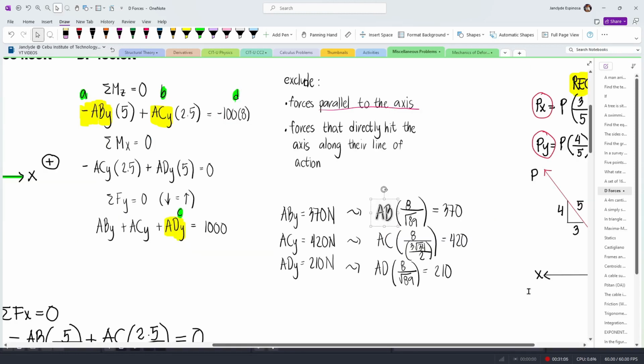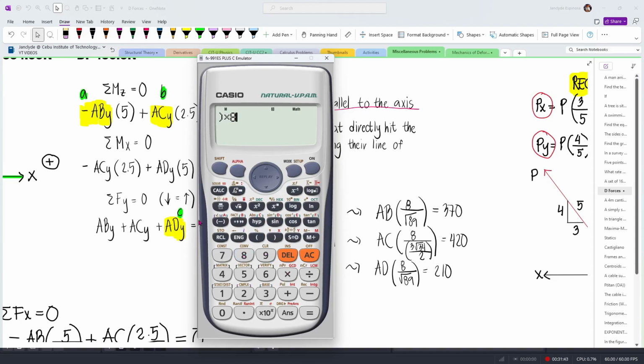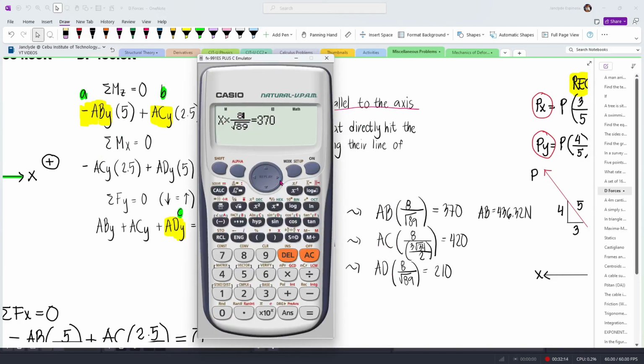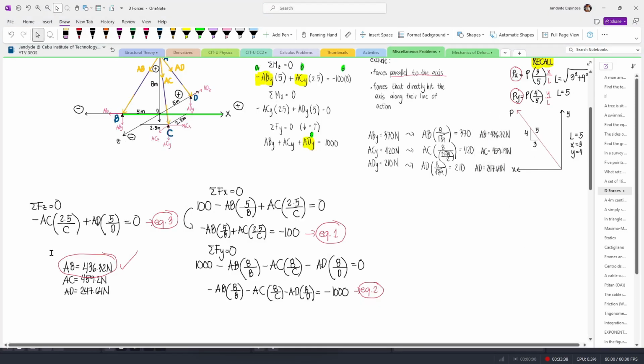Now let's first try to solve AB. So we have AB times 8 over square root of 89 equals 370. We have AB equal to 436.32. And then for the second one, we have AC times 8 over this value, so 3 times square root of 34 divided by 2. This is going to equal 420. And so we have AC equal to 459.19. And then for AD, we have AD times 8 over square root of 89 equals 210. Solving AD, we have 247.64. And so notice that these are the same as our previous results.